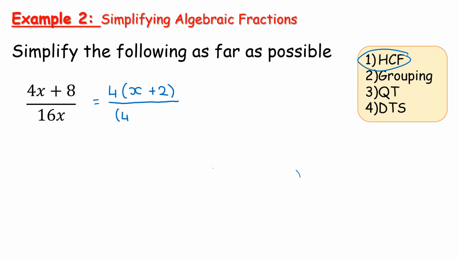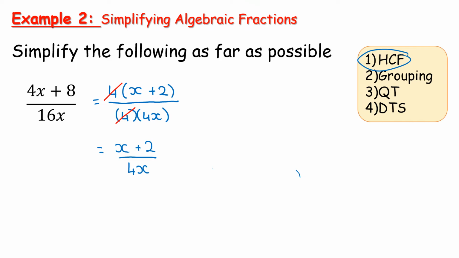So it's 4 times 4x. So I've split that, because 16 can be written as 4 times 4. I now have a 4 on the bottom and on the top, so that divides and gives us 1, and we're left with x plus 2 all over 4x. And that's as simple as it can be. I really need to be clear about that. It cannot go any simpler.